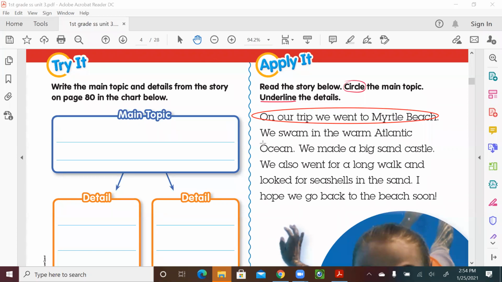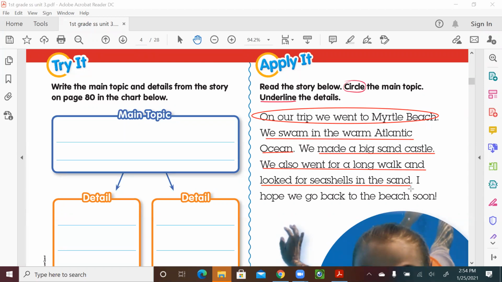We need to underline. So where are the details? We have too many. We swam. Very good. We swam in a warm Atlantic Ocean. That's one. What else? Made a big, very good. Made a big sand castle. We did other thing. Yes. Also went for a long walk and looked for seashell in the sand.